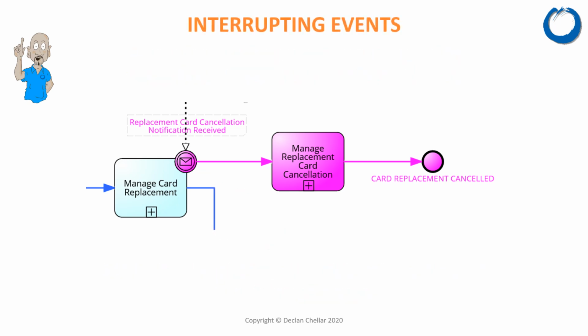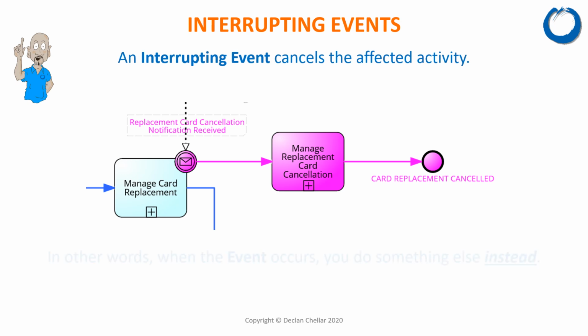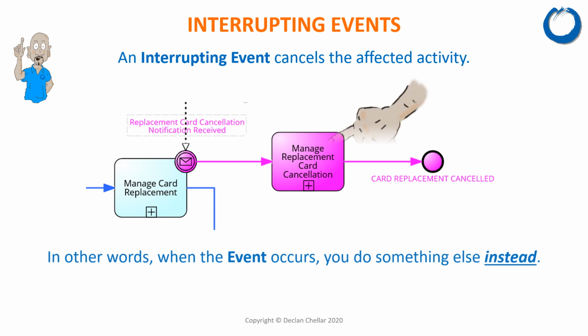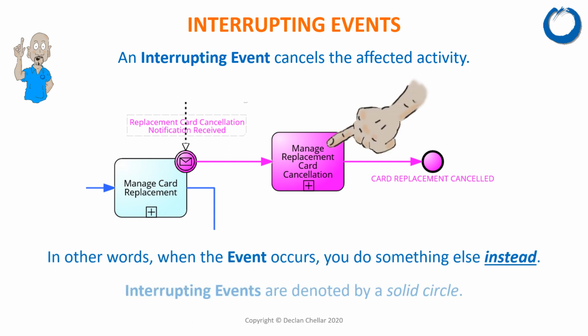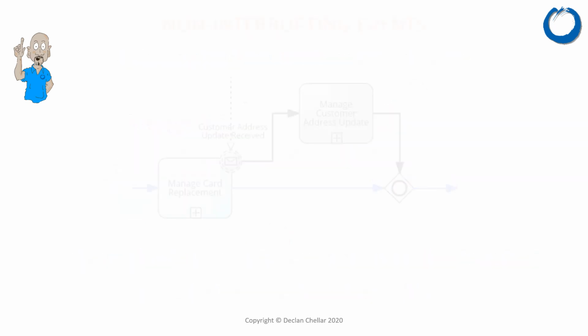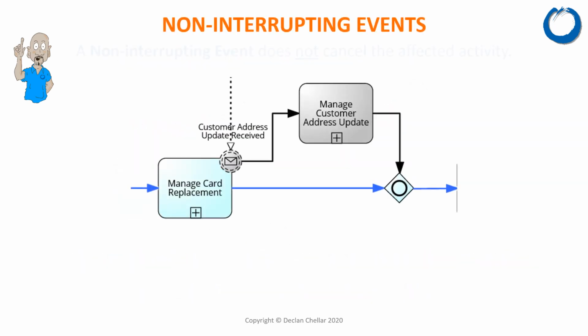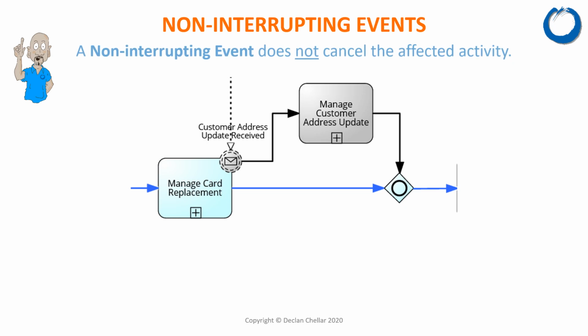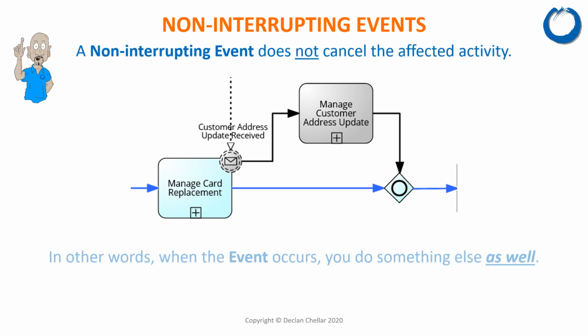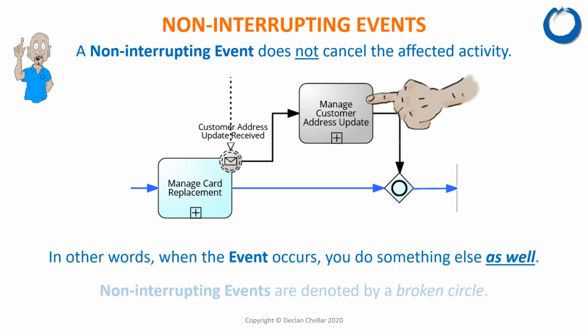Interrupting events. An interrupting event cancels the affected activity. In other words, when the event occurs, you do something else instead. Interrupting events are denoted by a solid circle. Non-interrupting events. A non-interrupting event does not cancel the affected activity. In other words, when the event occurs, you do something else as well. Non-interrupting events are denoted by a broken circle.